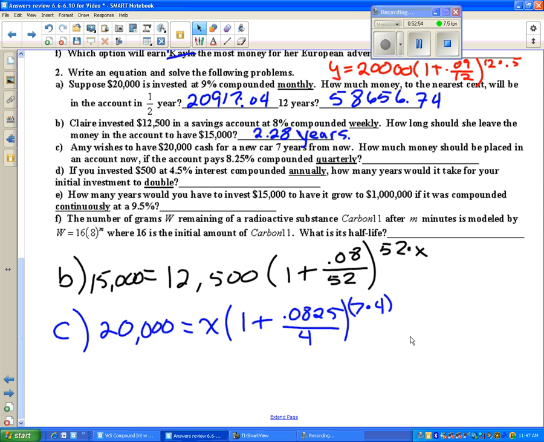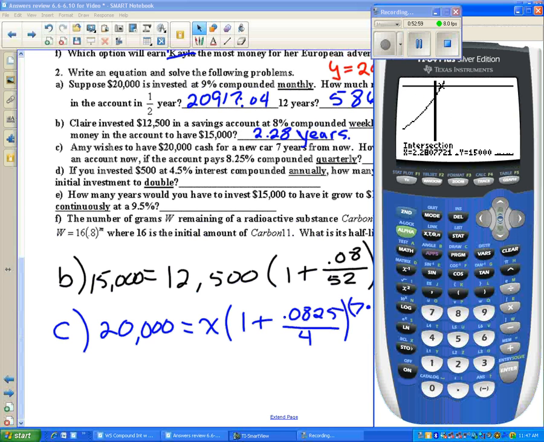There's a couple ways of doing this. I could do this algebraically, but I'm going to do this in my calculator. And again, I'm going to go to y equals. I'm going to plug in my two equations. My first equation is x times 1 plus 0.0825 divide by 4, since I'm compounding quarterly, to the 7 times 4.